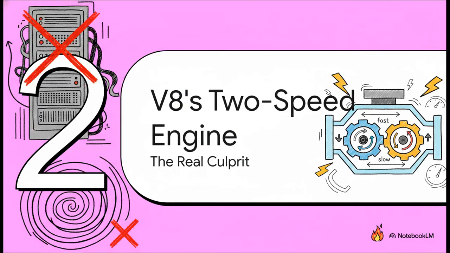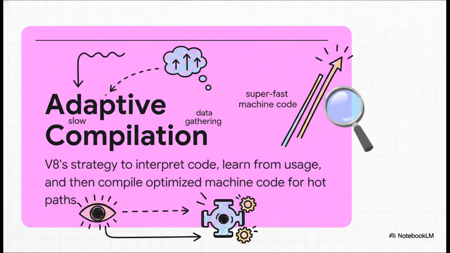So after ruling out their own code and all their infrastructure, the team had to look even deeper. They had to look into the very heart of the Node.js runtime itself, the V8 JavaScript engine. And what they found was that the problem wasn't a bug. It was a feature. It was a fundamental piece of how V8 is designed to work. The culprit has a name, and it's called adaptive compilation.